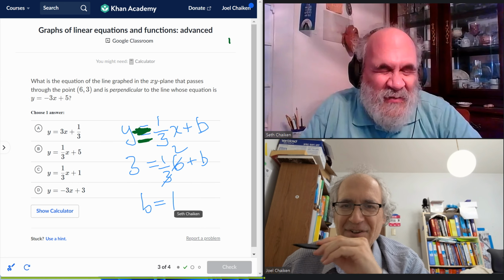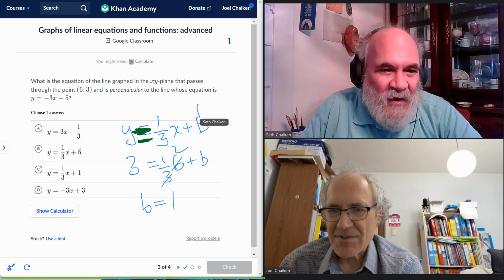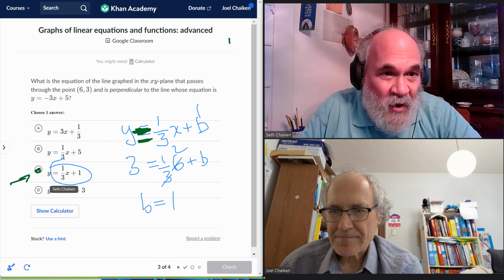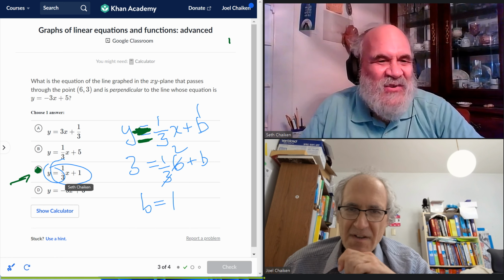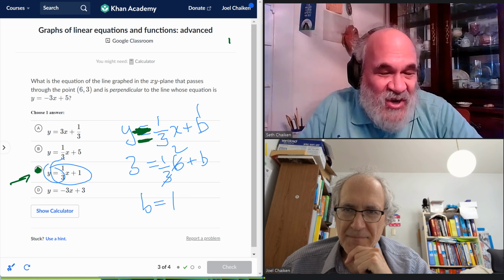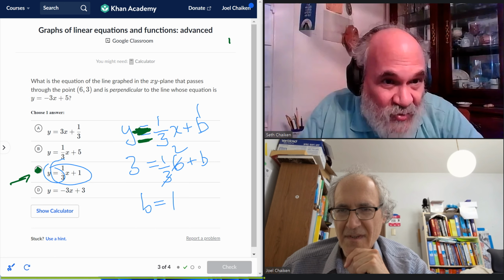Right, but you don't even have to write b is equal to 1. You just go direct: 1/3 of x plus 1 is y. And then just check it. Yep. Let's check it. Plug in x equals 3.